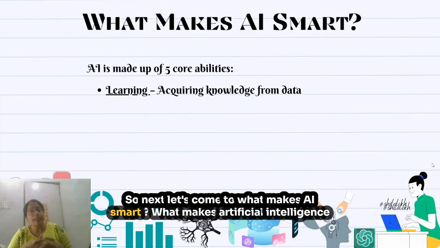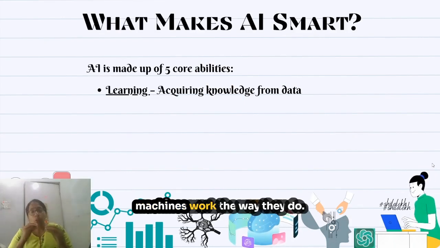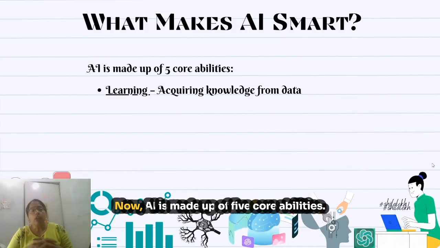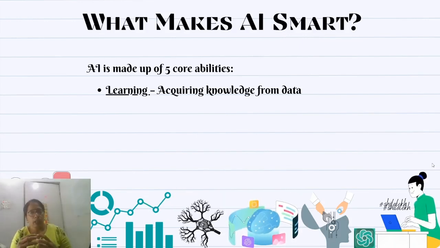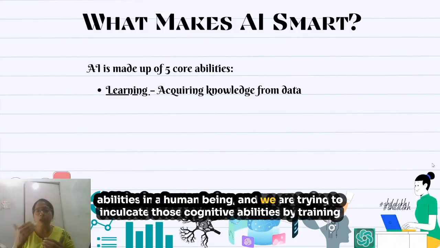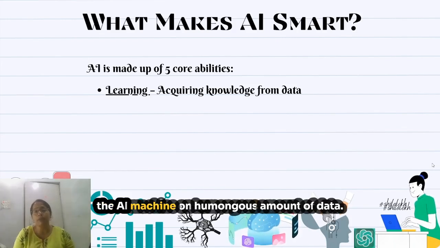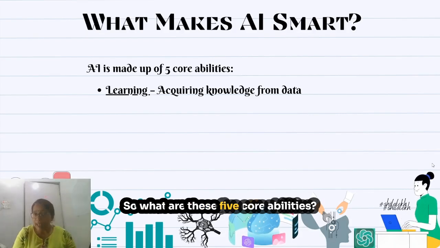So next, let's come to what makes AI smart. What makes artificial intelligence machines work the way they do? Now, AI is made up of 5 core abilities. These 5 core components are what we call cognitive abilities in a human being, and we are trying to inculcate those cognitive abilities by training the AI machine on a humongous amount of data. So what are these 5 core abilities?